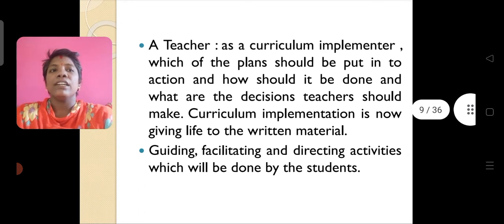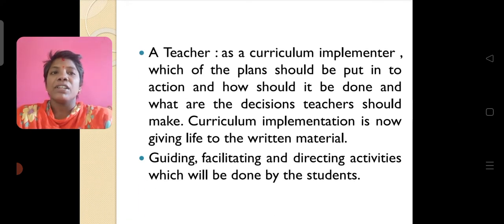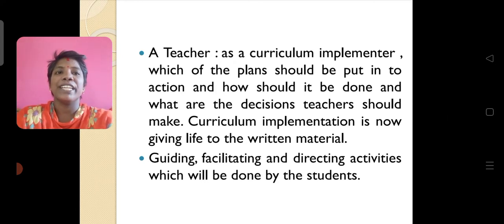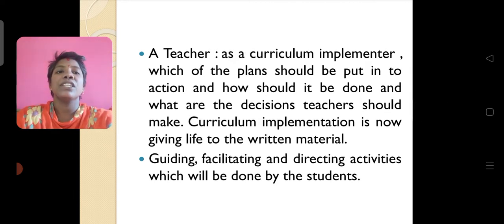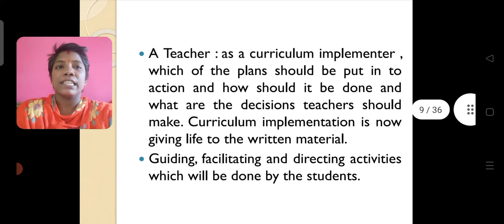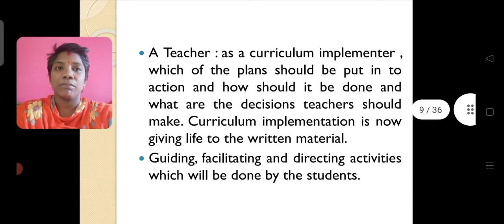A teacher as a curriculum implementer has plans that should be put into action, and how should it be done? So what are we going to do, how should it be done, and what decisions should teachers make? What decisions are we going to take, what actions are we going to do?